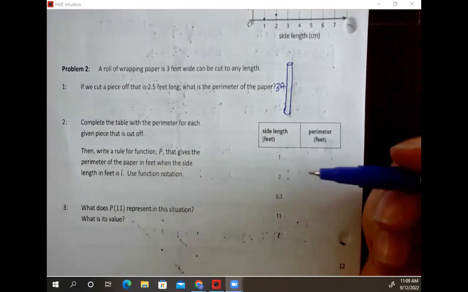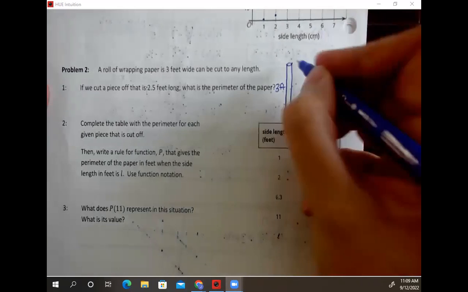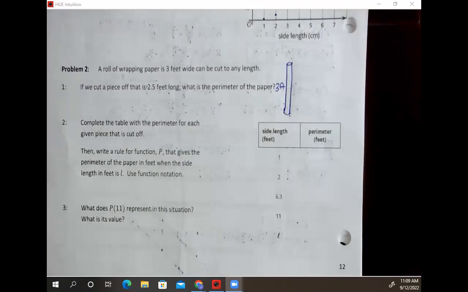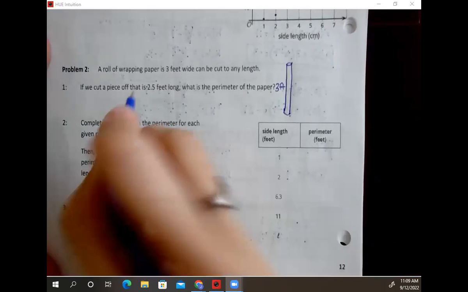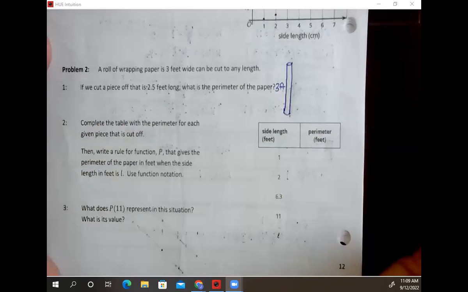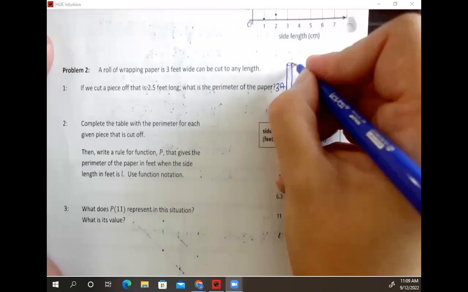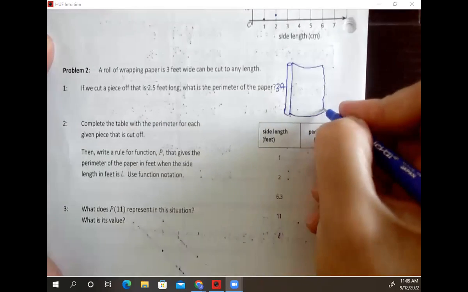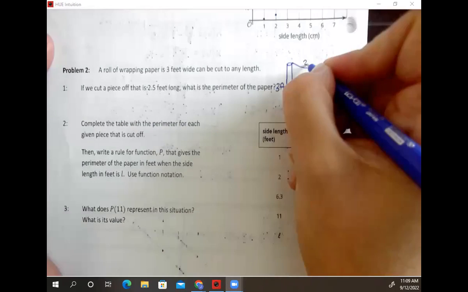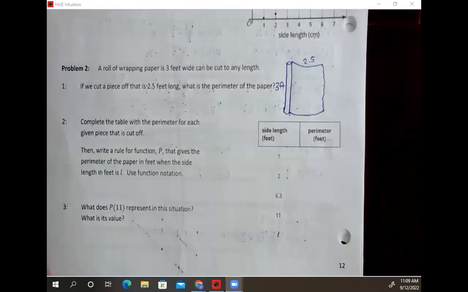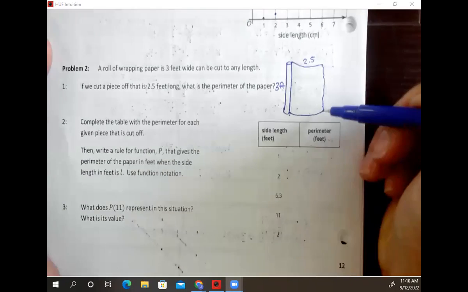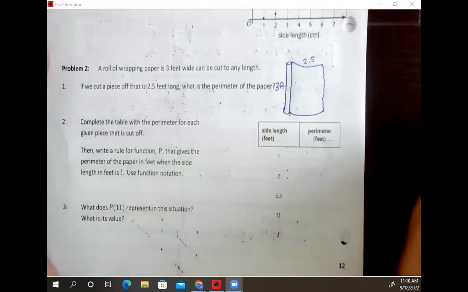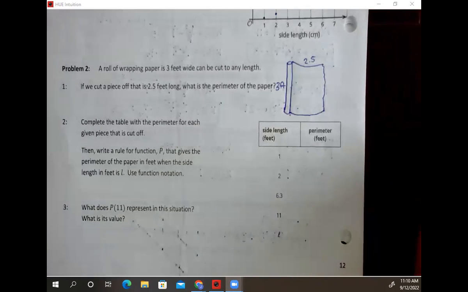Now, right now, it's got all this wrapping paper rolled around it. Okay, and the idea behind the wrapping paper is I unroll as much as I need to, cut it off, wrap my gift, and move on with my day. Now it says we can cut this to any length. So let's say we cut off a piece that is 2.5 feet long. So here's where I cut before, and I need a piece that's 2.5 feet long. I want to know what would be the perimeter of this sheet of paper that I am going to cut off to use to wrap my present. How do we find perimeter?